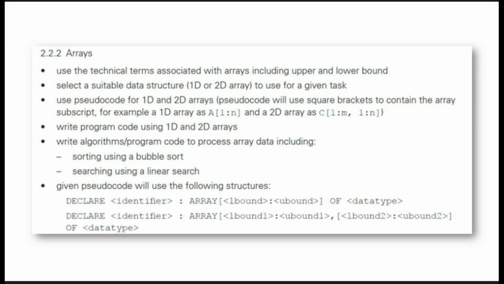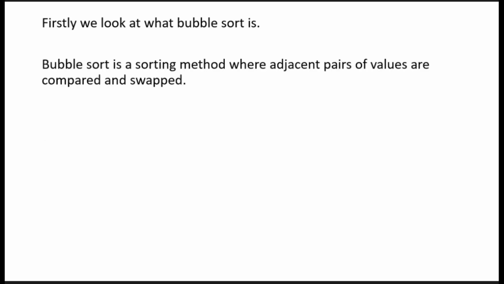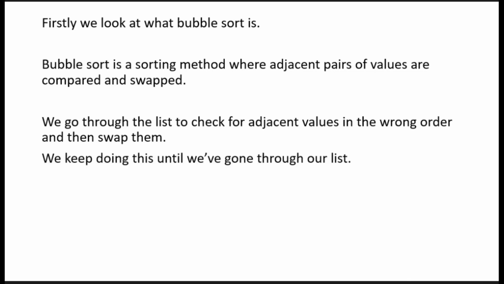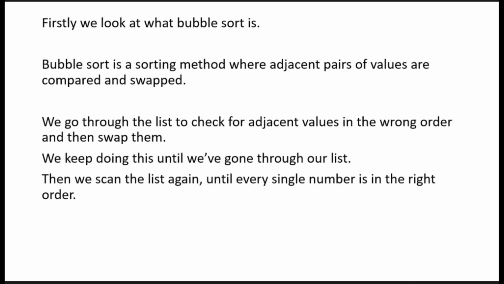Okay, so bubble sort is a way in which we sort adjacent pairs of values. We compare them and sort them in ascending or descending order. We go through the list to check if the values are in the correct order, and if they aren't, then we swap them. We keep doing this until we've gone through our list, and then we scan the list again until every single value is in the right order.